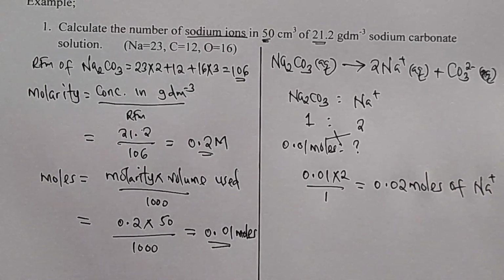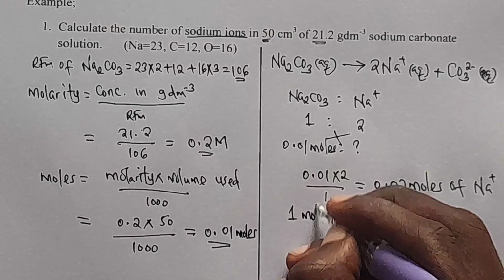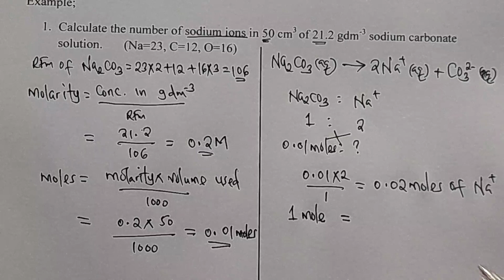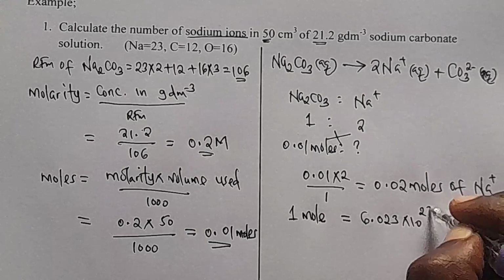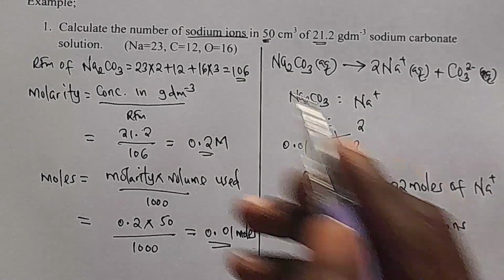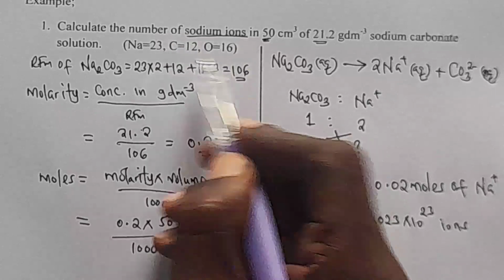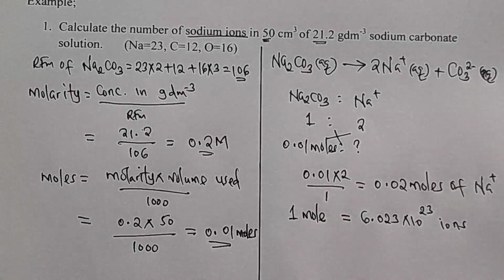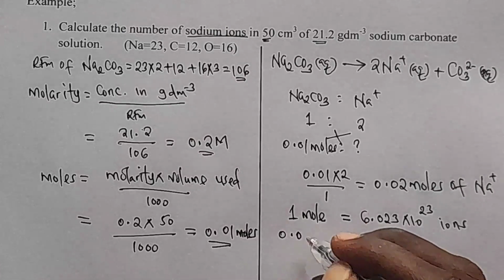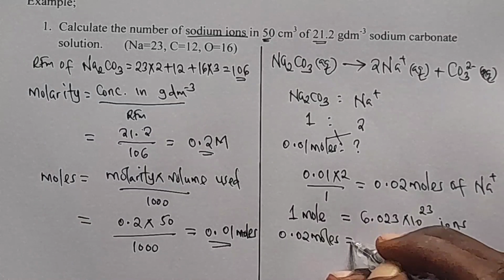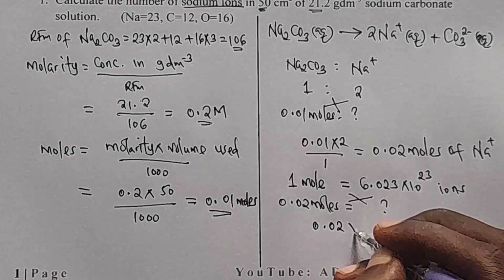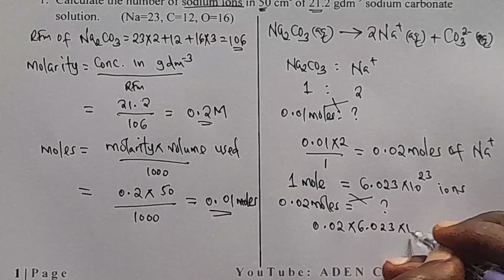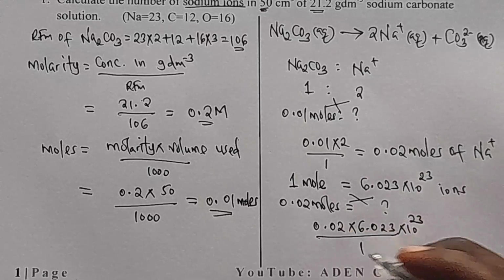From there, we say 1 mole of sodium ion has Avogadro's constant, which is 6.023 times 10 power 23 number of ions. Here you will be given it in brackets, but in our case it has not been given, so we are taking 6.023 times 10 power 23 as our Avogadro's constant. So we ask ourselves, what about 0.02 moles? This will be cross multiplied. We are going to have 0.02 times 6.023 times 10 power 23 divided by 1.